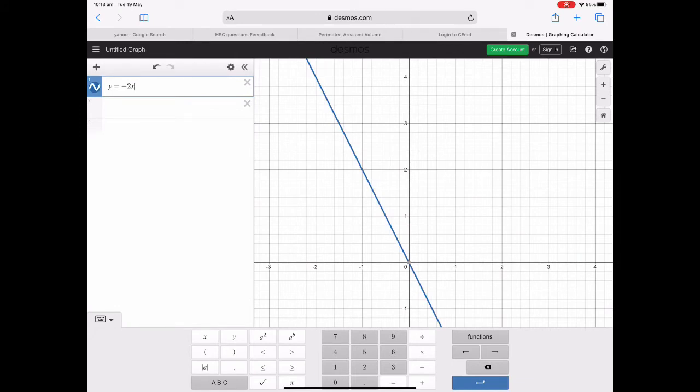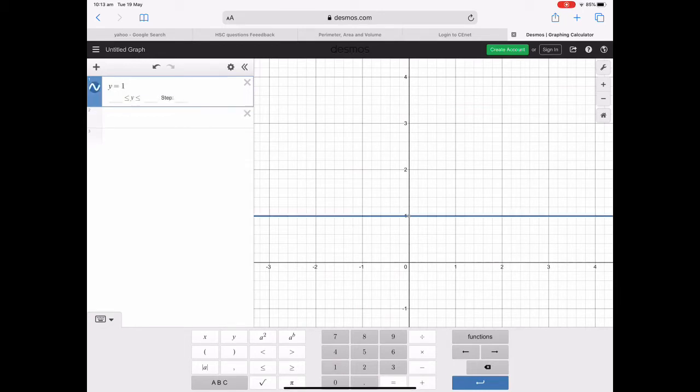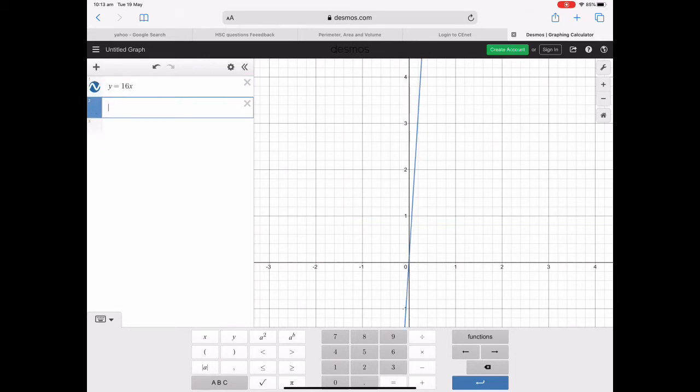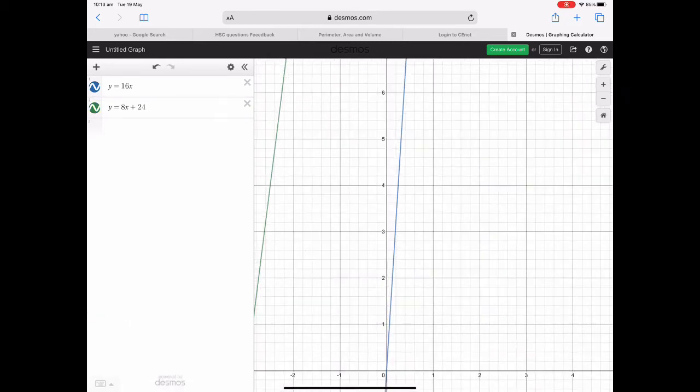Okay, so let's clear that one off. So the first equation was I equals, and we need to put in those coordinates. So I was y, remember? So y equals 16x, and the other one was y equals 8x plus 24.